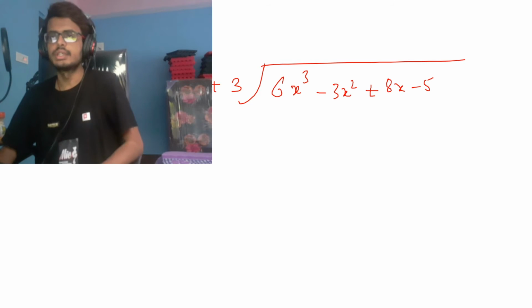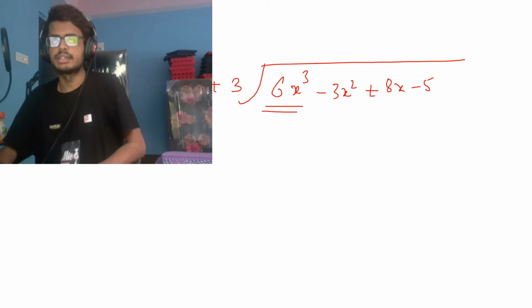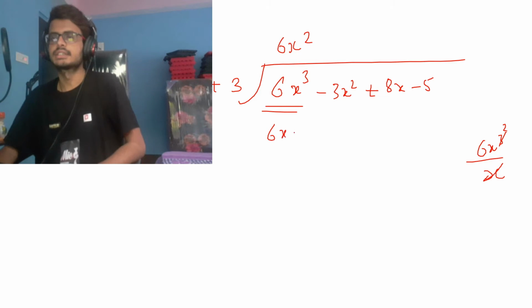So first step, you check this variable and this one. So what should I multiply with x to get a value of 6x cube? So it is basically 6x cube divided by x, right? So you multiply this, you'll get 6x square. So you need to multiply this with 6x square, right? So 6x square into x is 6x cube.